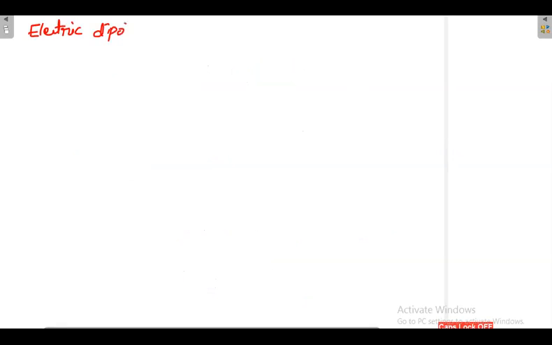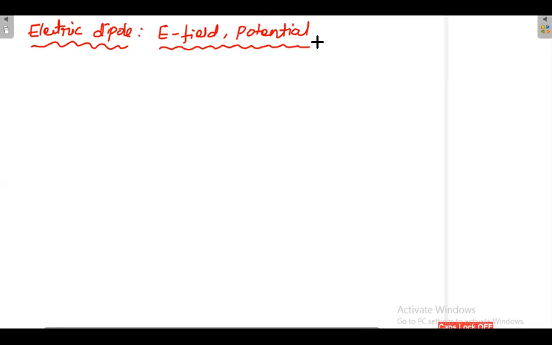Electric dipole, electric field and potential, potential due to electric dipole. What is the potential and what is the electric field due to an electric dipole? First of all, what is the electric dipole?